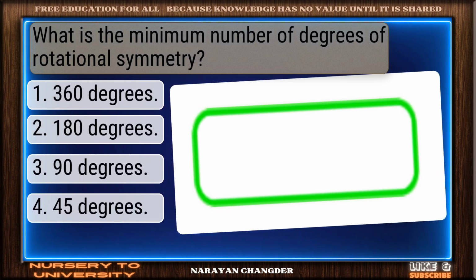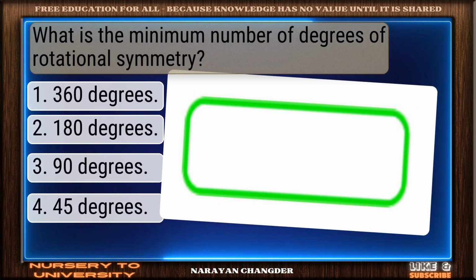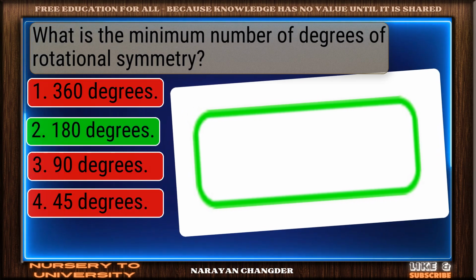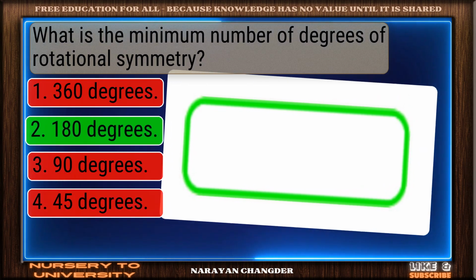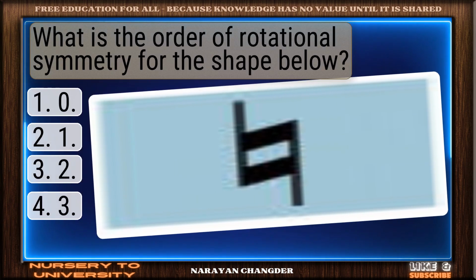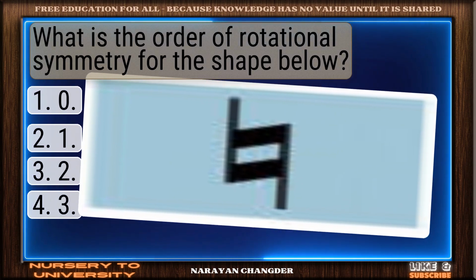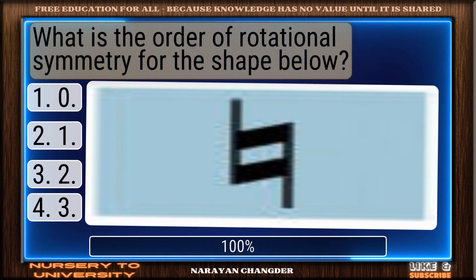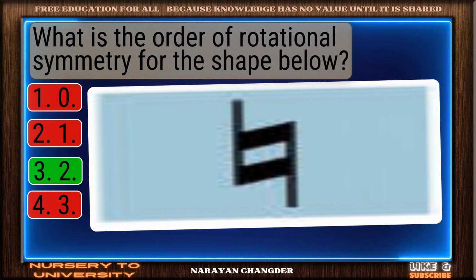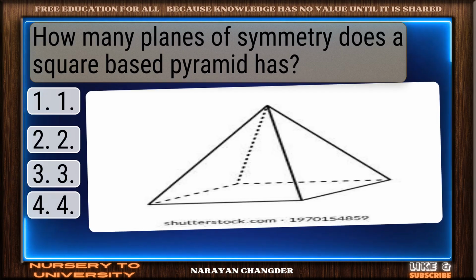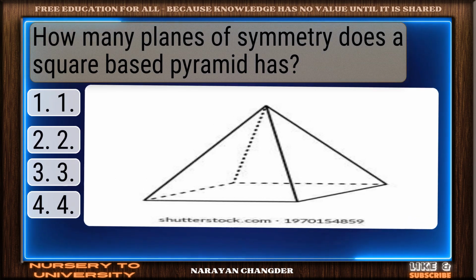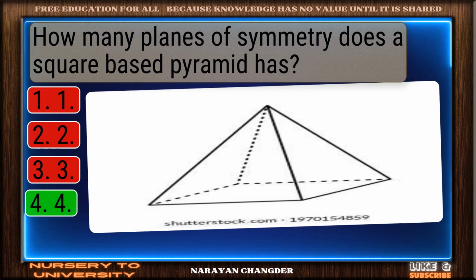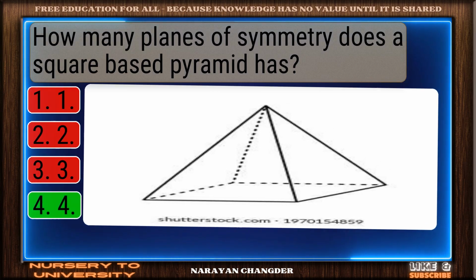What is the minimum number of degrees of rotational symmetry? Right choice. 180 degrees is the best answer. What is the order of rotational symmetry for the shape below? You got it. Your choice 2 is right. How many planes of symmetry does a square-based pyramid have? Valid point. 4 is true.